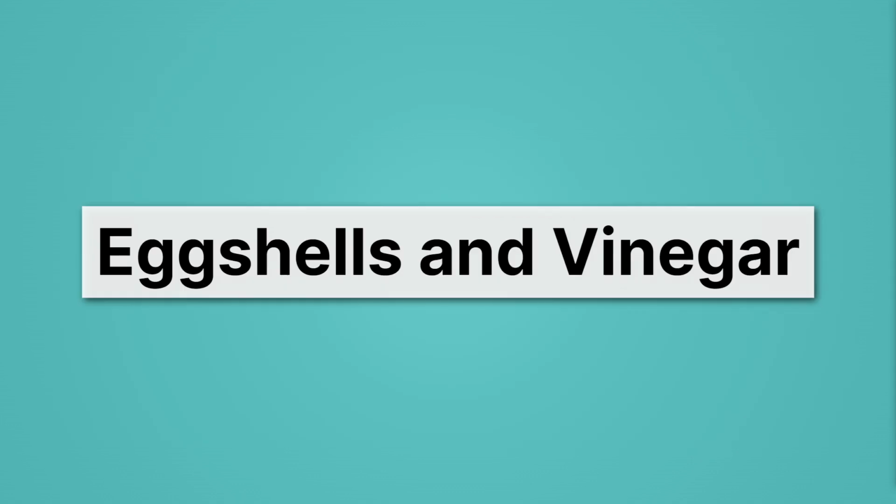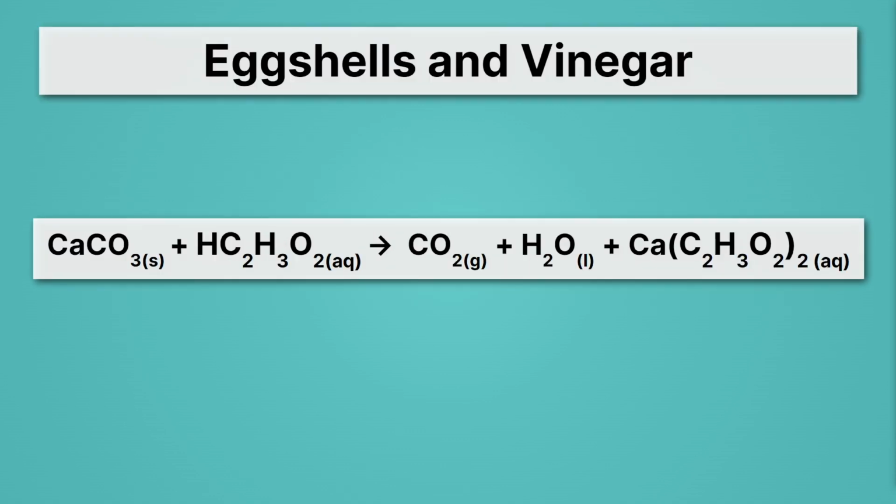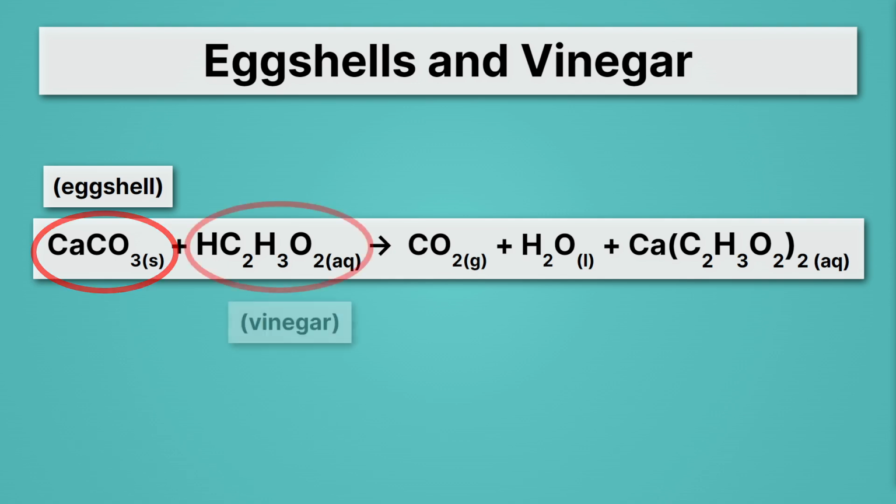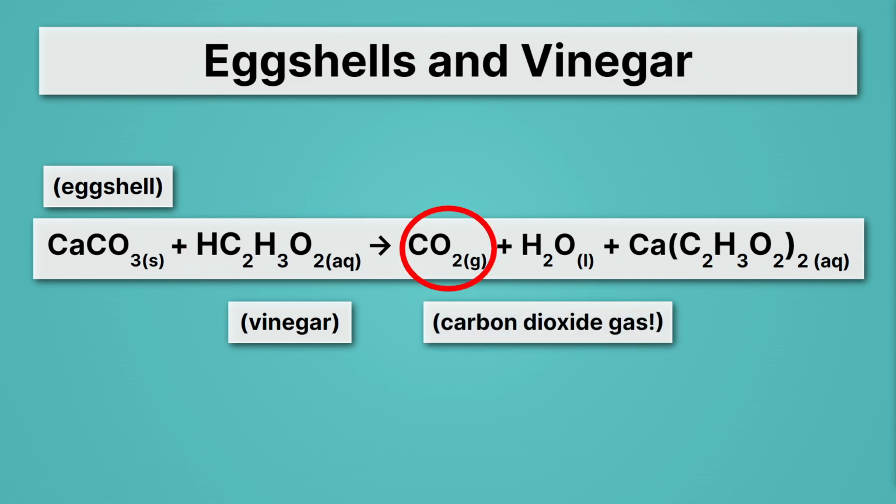I'm going to show you a chemical reaction, but don't freak out. I know, it's a little scary. Okay, let's go through part by part. Calcium carbonate, the CaCO3 thing, that's our eggshell. Notice it's solid. And we're going to be mixing that with vinegar. Notice that's aqueous. When you combine our eggshells and our vinegar, the eggshells are going to go away. And what you'll notice in its place is bubbles from carbon dioxide gas. So those are the important things you need to keep in mind for our eggshells and vinegar reaction.